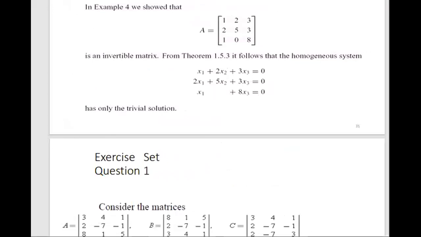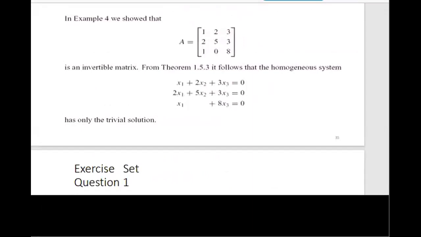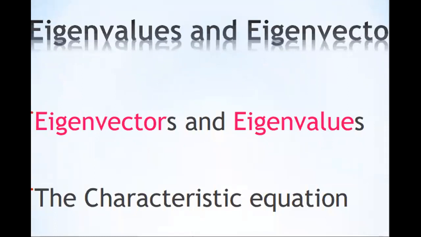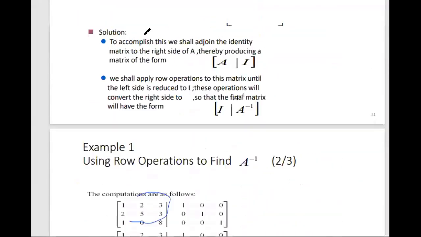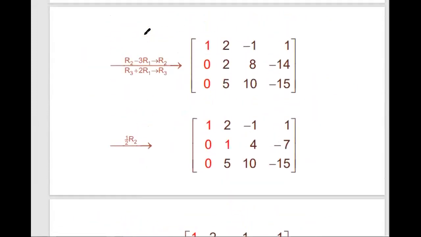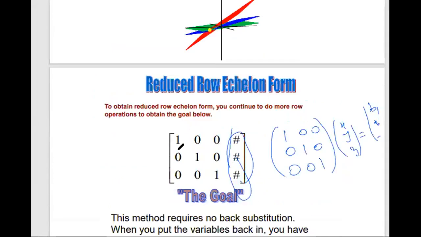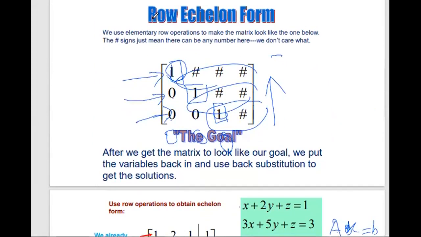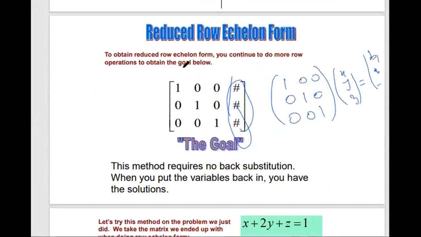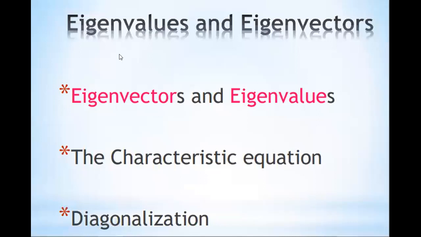Do you have any question before I move into next section? Do you have any questions, doubts regarding row operations? Now you can reduce any matrix to echelon form, either reduced echelon form or this form. This is called row echelon form. Don't care about these elements, but this should be equal to zero. Do you have any questions, any doubts before moving into the next section?